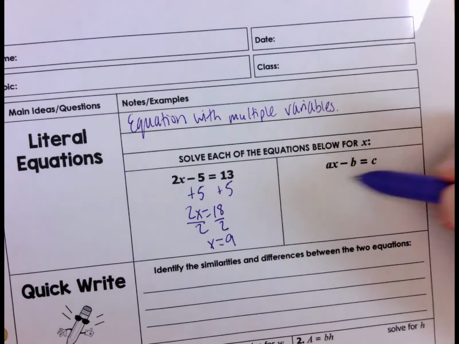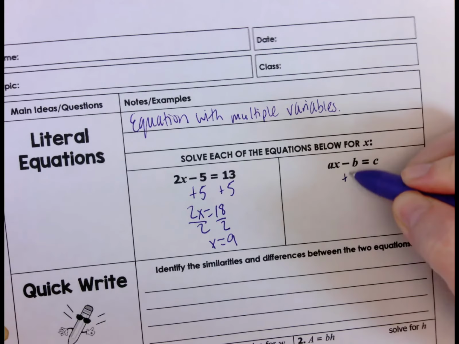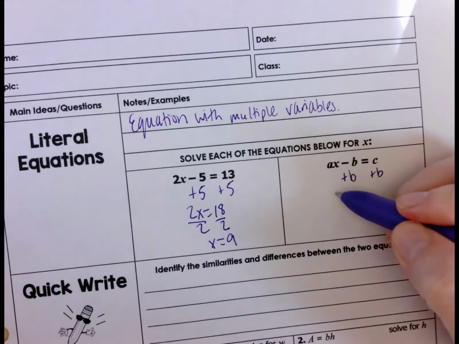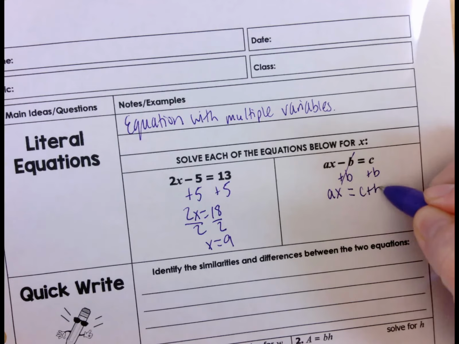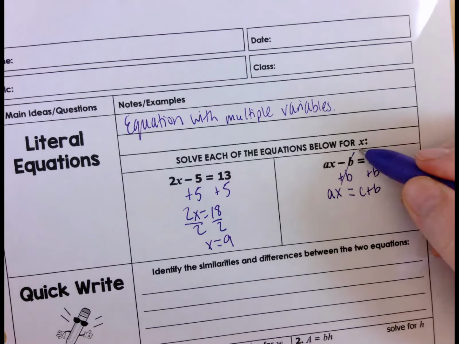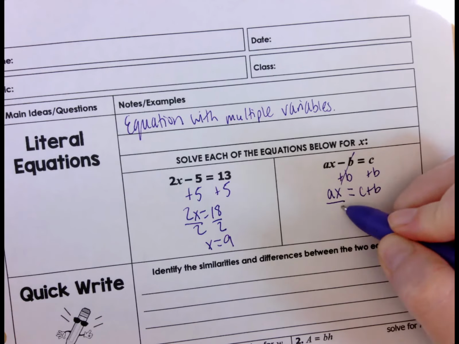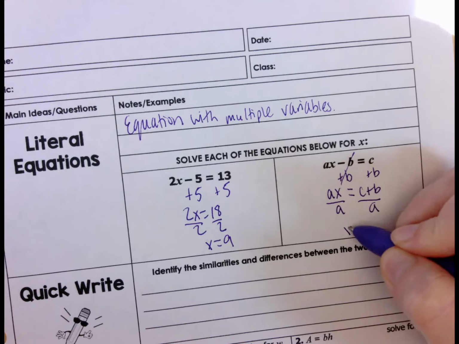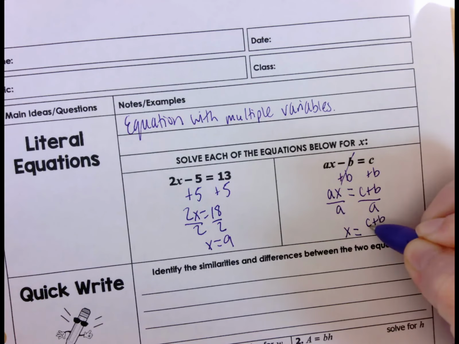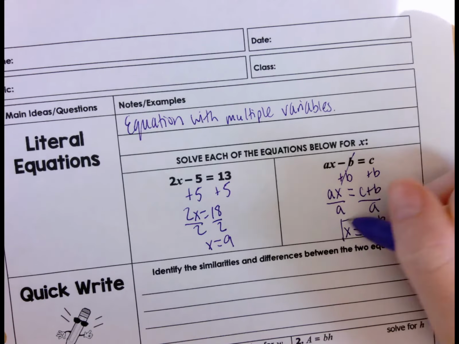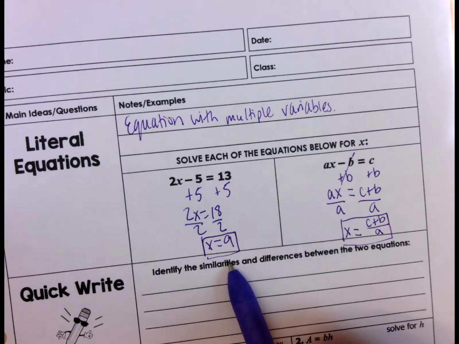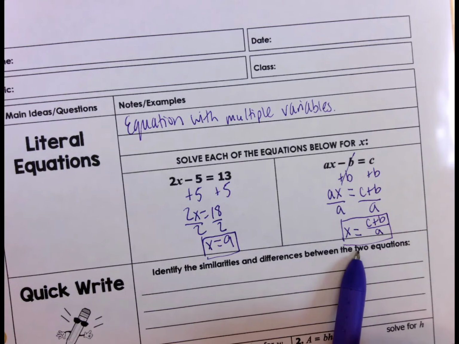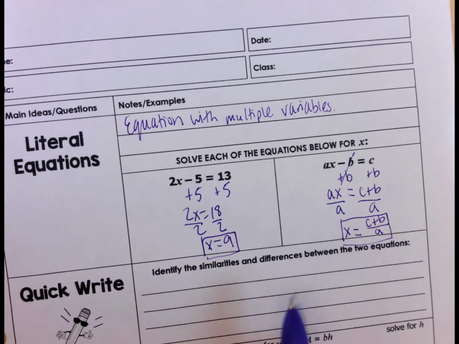So just like we added the 5 over here, we're going to add the b first. And so we have ax left on the left is equal to c plus b. And then we're still wanting x to be our focus on the left, so we're going to divide by a. And so x is equal to c plus b over a. And that's as simplified as we can make it. Whereas over here, we will be able to simplify it to the number 9. Over here, I don't have any numbers, so I'm going to have to just simplify it the best that I can. And so x is equal to c plus b over a.